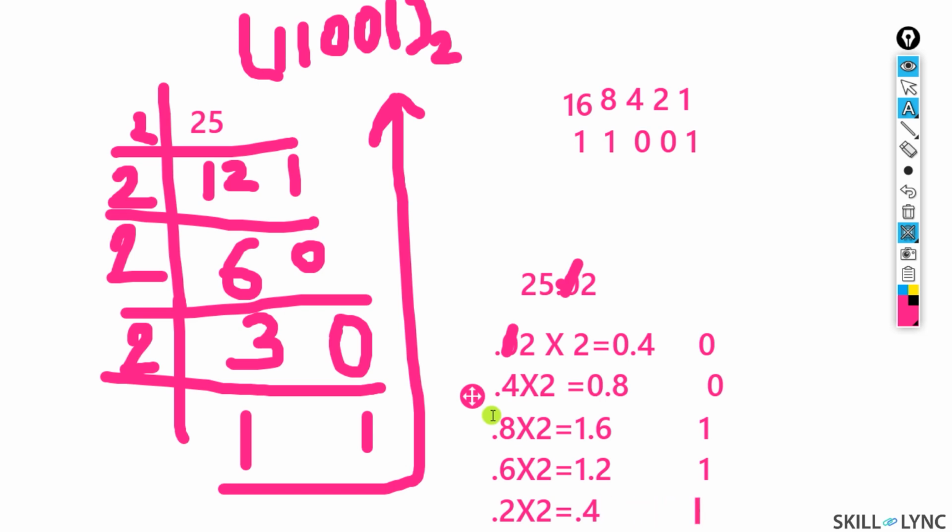Again 0 here. Now because again it will be recursive process here, 0.2, 0.2. Intentionally I have taken the point from 25.2. Answer will be 00110. So final answer will be 11001.00110. Now if the question is 25.02.